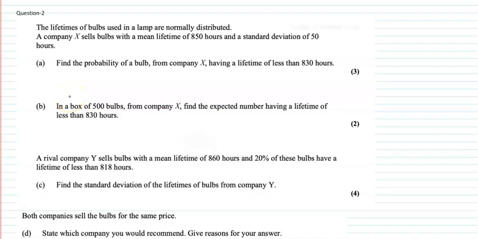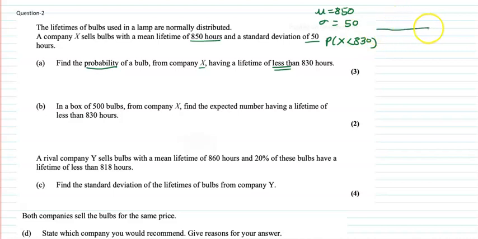So here's question number 2. The lifetimes of a bulb used in a lamp are normally distributed. A company X sells bulbs with a mean lifetime of 850 hours and standard deviation is 50. Okay, so let's write down here: mu is 850, sigma is 50. Then you need to find the probability of a bulb from the company X having a lifetime less than 830, so you need to find probability X less than 830.